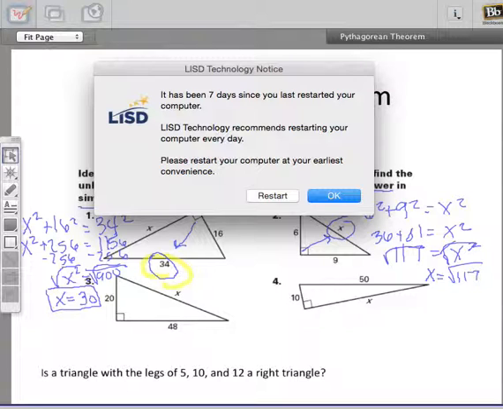Okay? All right. I want to skip those 2 problems just to save some time. I want to go down here to this problem.